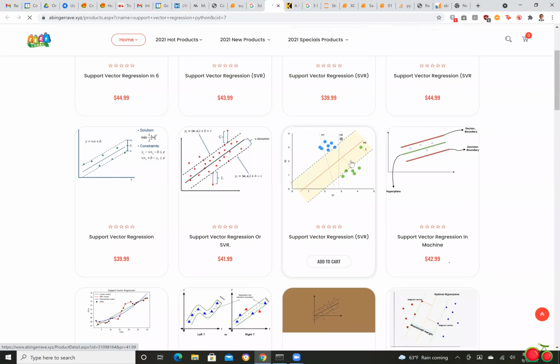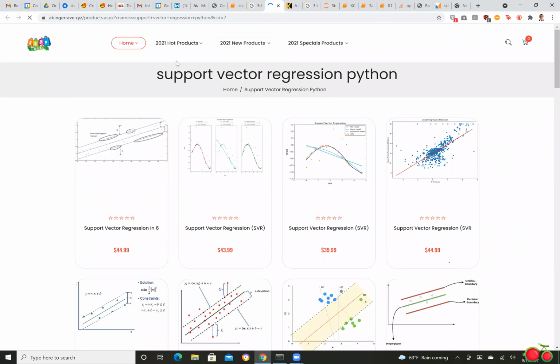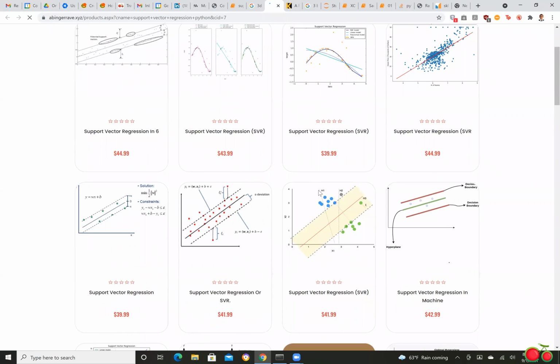So this is actually a group of illustrations that are being sold. They are wrongly tagged.